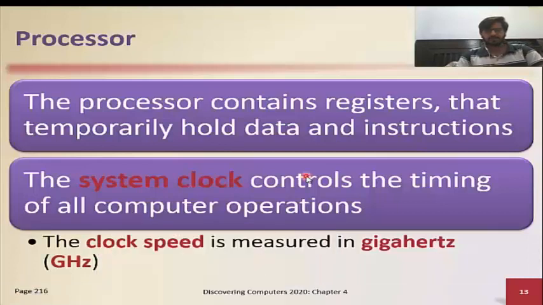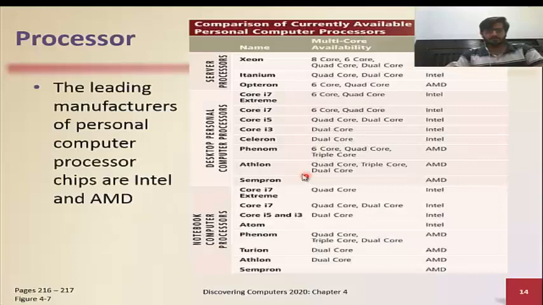Coming back to the processor, we have leading manufacturers in the processor industry. Intel is a leading manufacturer. The second leading manufacturer is AMD. Look at this. We have a server environment, a desktop environment, and a notebook environment available here.